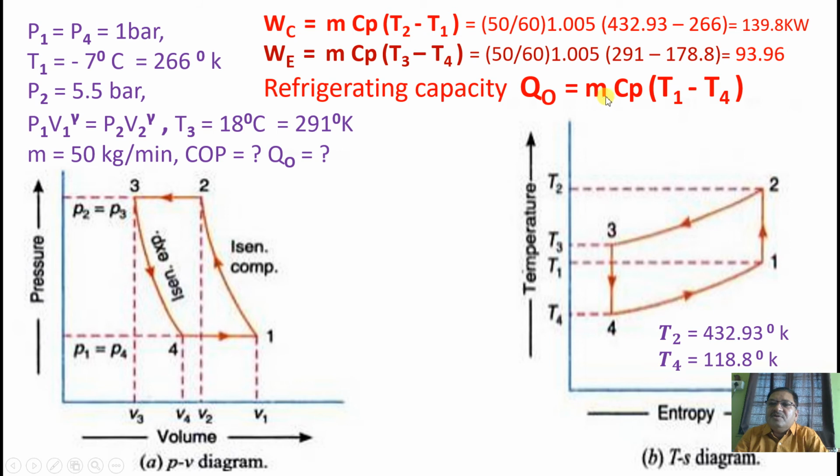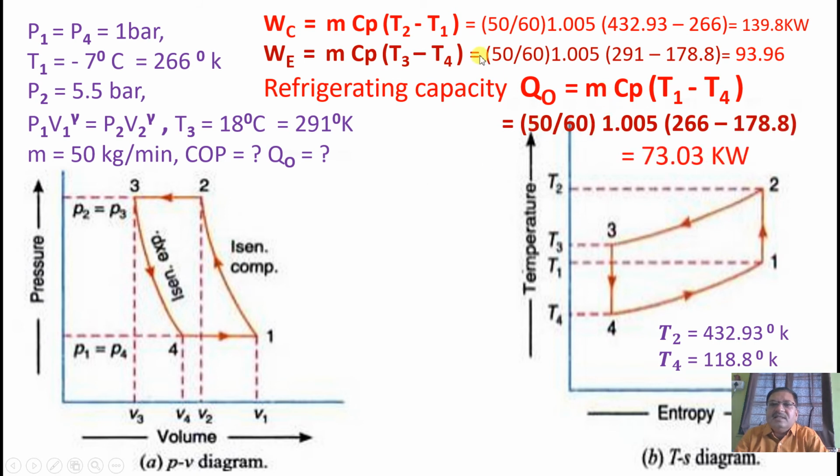So Q0 is equal to m Cp into T1 minus T4. This is the formula to find the refrigerating capacity. So m is equal to 50 upon 60 kg per second, specific heat is 1.005, temperature T1 is 266, and temperature T4 is 118.8 degree Kelvin. It is not 178, it is 118.8 degree Kelvin.